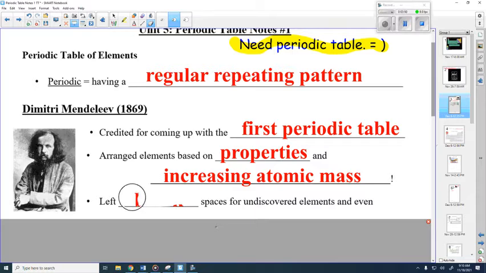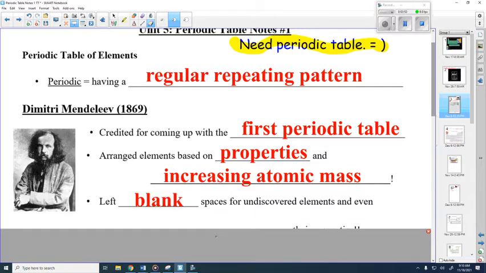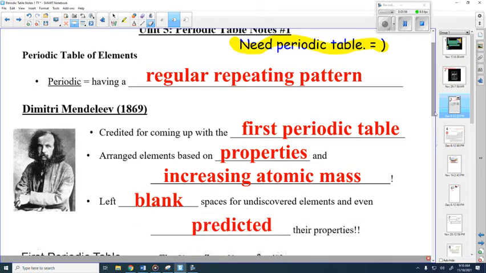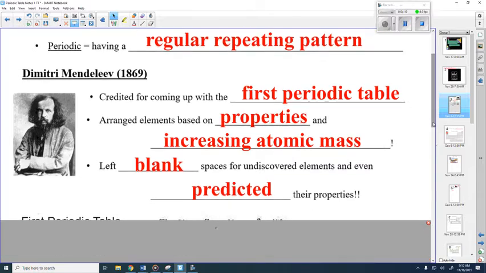he was really sharp. He did leave blank spaces for undiscovered elements, and even predicted some of their properties, which is really crazy. So on his table, he's like, all right, there's going to be an element here and here, and here's what they're going to look like. And he was right with a lot of his predictions. You're like, wow, that's really impressive. That is really impressive.